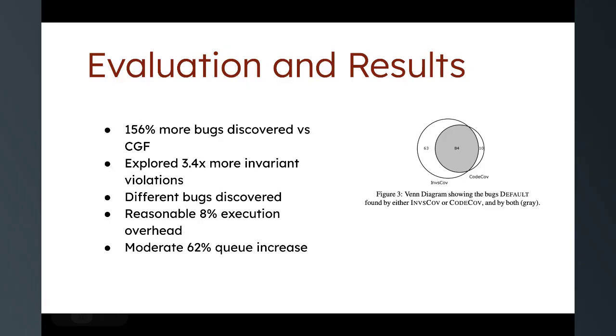Something really important to note also is that all of these improvements came with modest overhead only. Execution time only increased by about 8%, and the growth of the queue was manageable, around 62%, and did not suffer from state explosion. These results indicate that incorporating curated state information can meaningfully improve the effectiveness of fuzz testing.